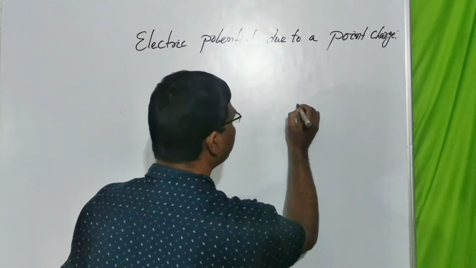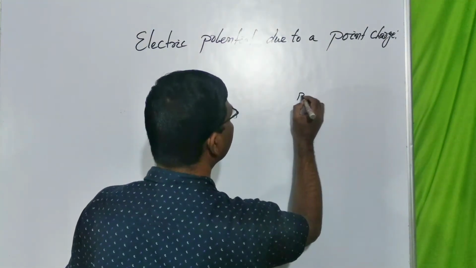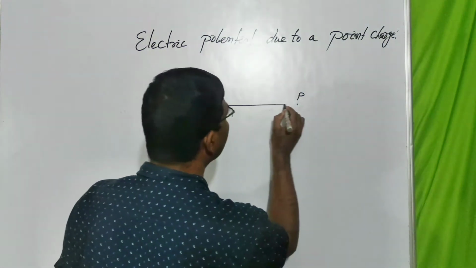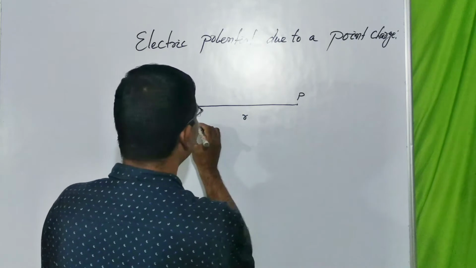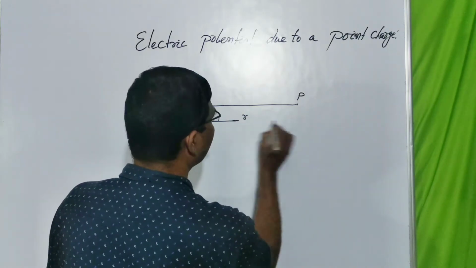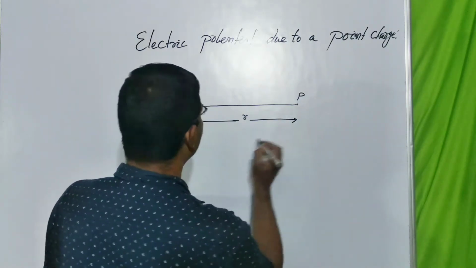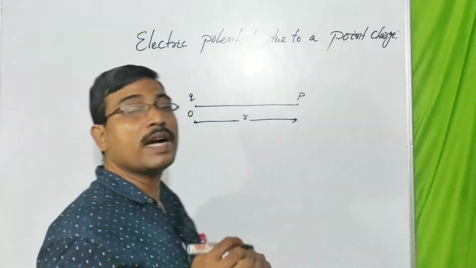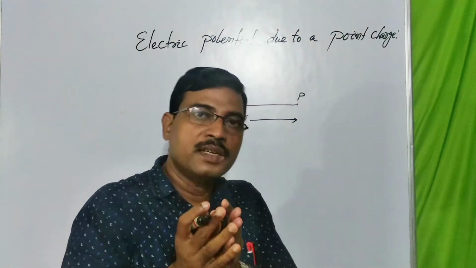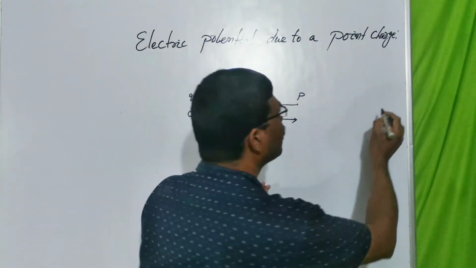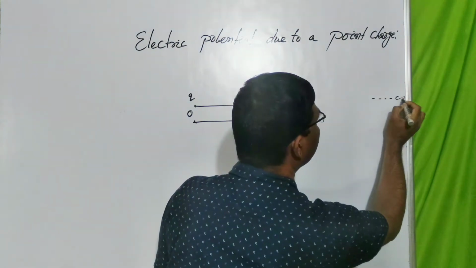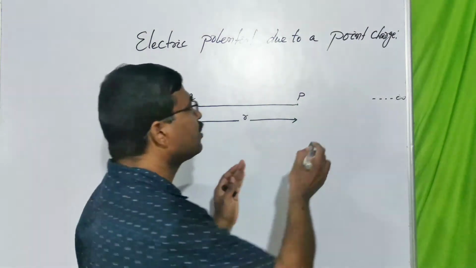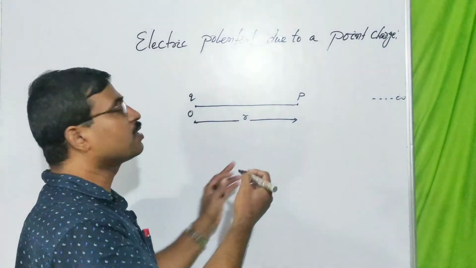Suppose this is the point P. You have to calculate the electric potential at a distance r, so OP is equal to r. What you will do is bring the unit positive charge from infinity to this point P. Then you can calculate the electric potential.